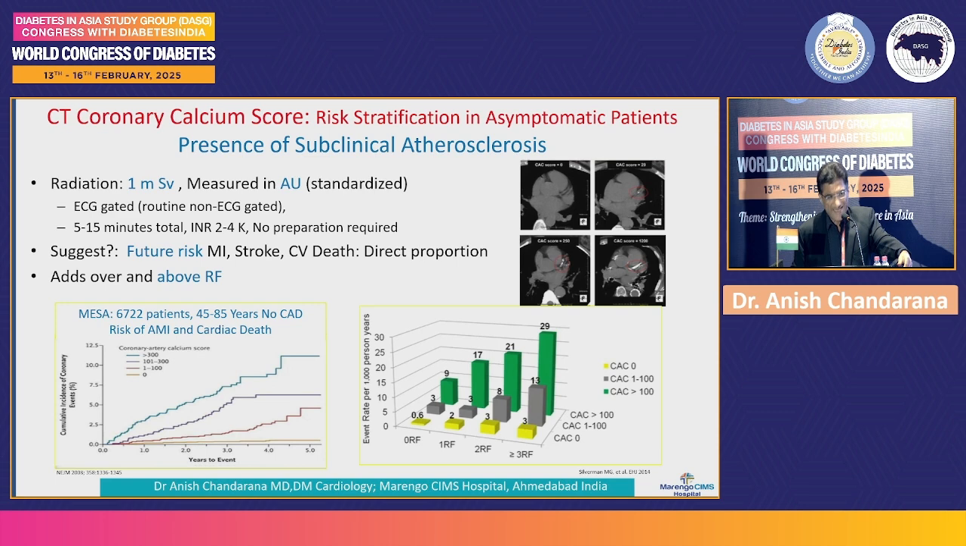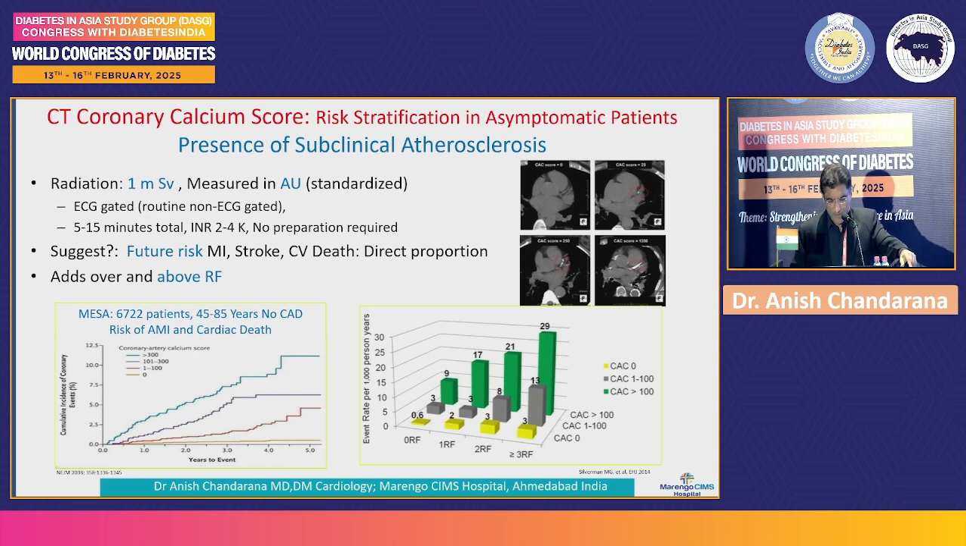Not only that, it gives incremental value beyond risk factors. We all know that we risk stratify people based on the risk factors. So say, for example, there is a person who has 0 risk factors as far as cardiovascular disease is concerned. Now, if he or she has a coronary calcium score of more than 100, his future risk of cardiovascular disease event is very high. Generally, a person who doesn't have risk factors, we believe is at very low risk. But looking at this, that person can have a very high risk.